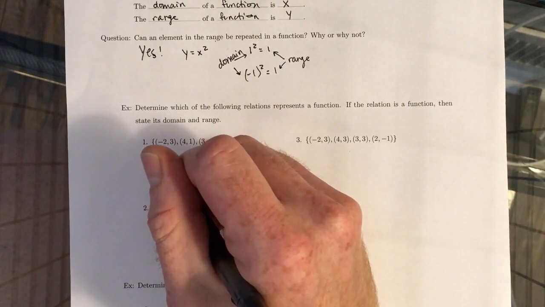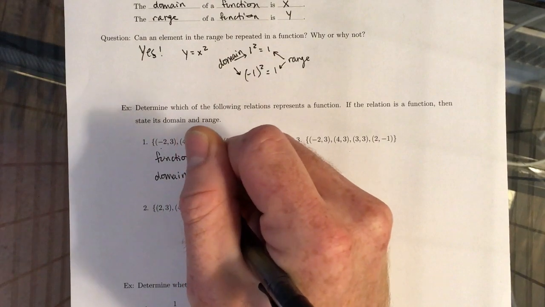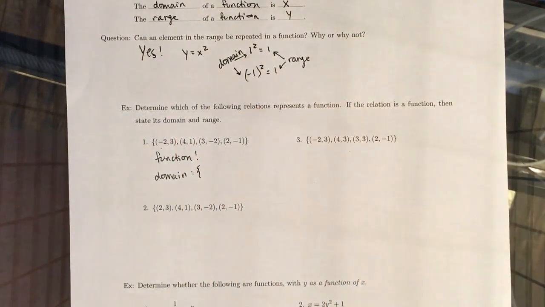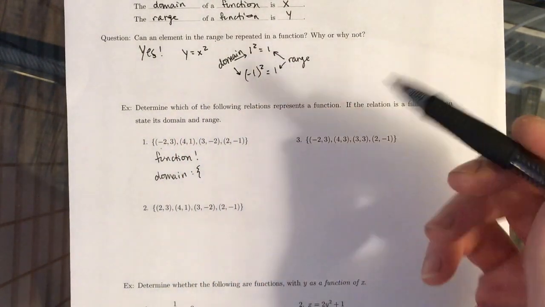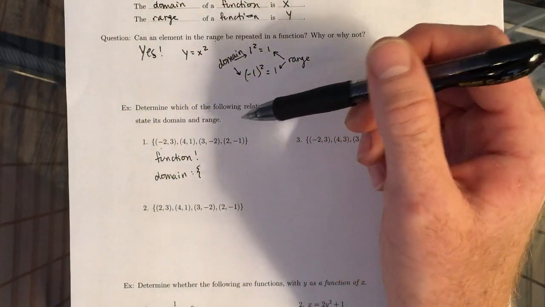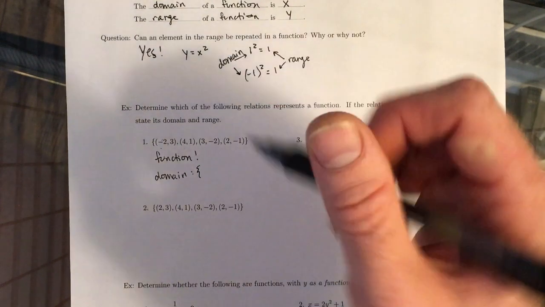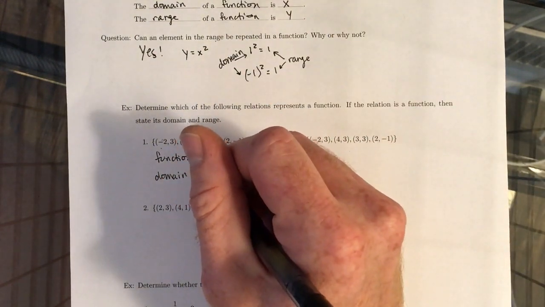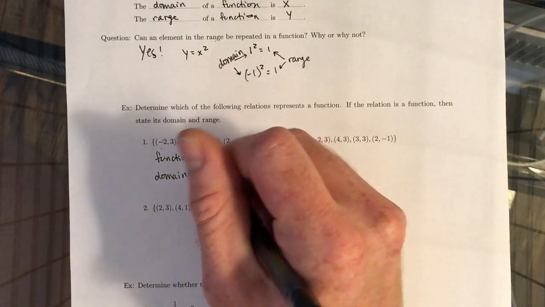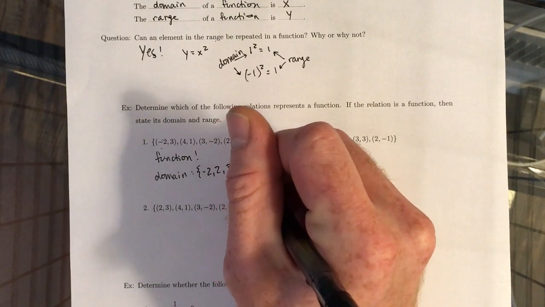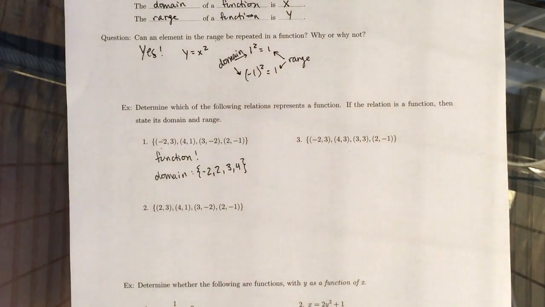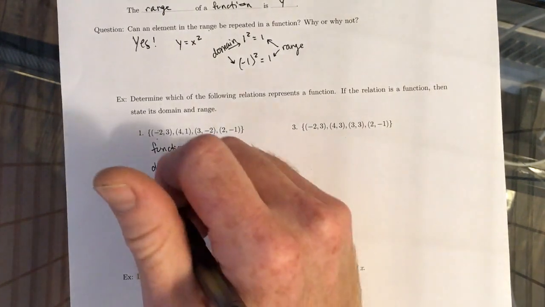And for the domain, we just need to list out in set notation what the elements are of the domain. So we have -2, 2, 3, and 4. And I like to list these in order, but it does not matter because a set has no particular order associated to it.